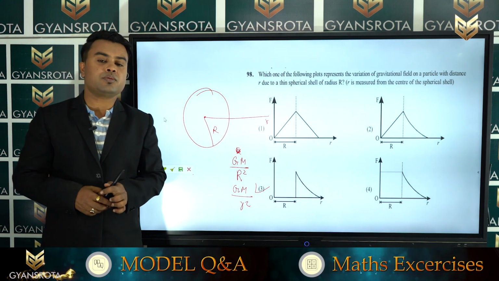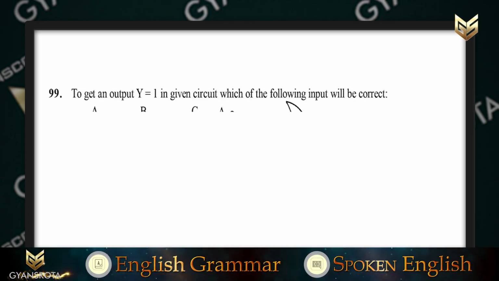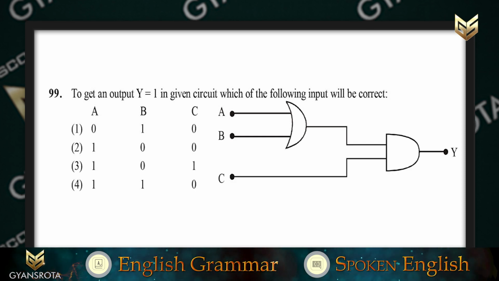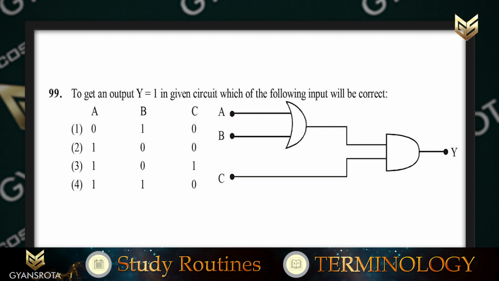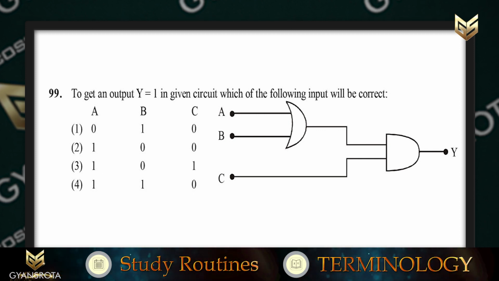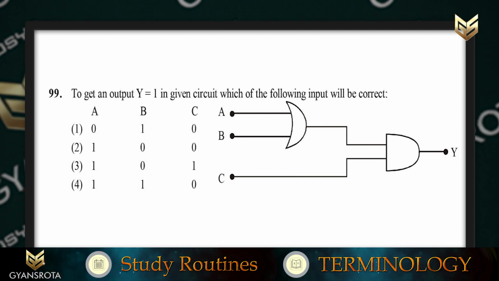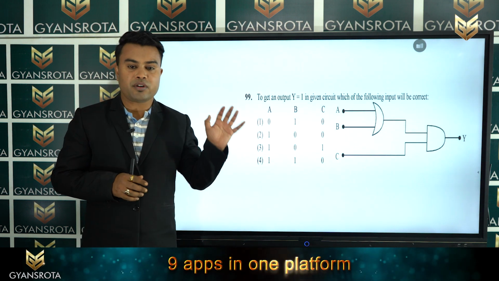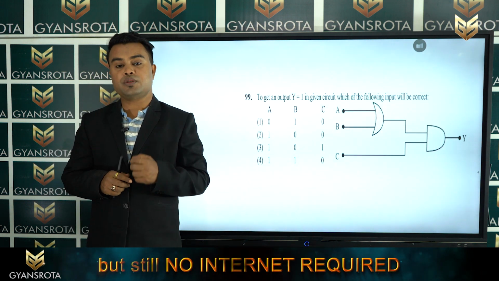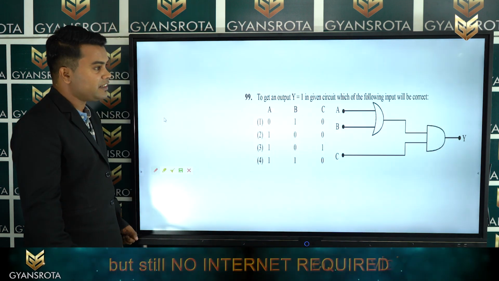Now let us move to the next question, that is question number 99. Question number 99 says, you clearly see that this is a gate, right. This question came from the chapter Semiconductor Physics of class 12. So how you are going to solve this one? To get an output y equals to 1 in given circuit, which of the following input will be correct? You need an output 1, and from the options only you need to check which one will be the correct answer. Now let us see the options here and let us identify the gates.